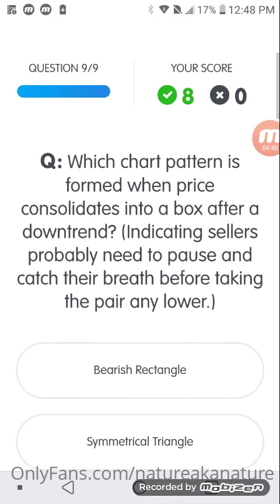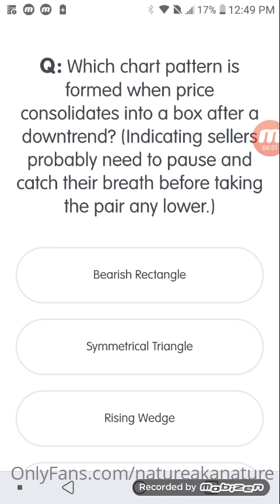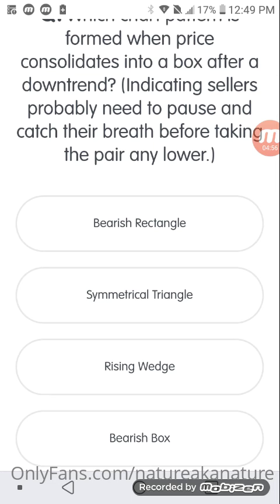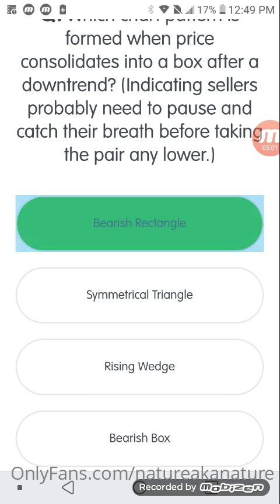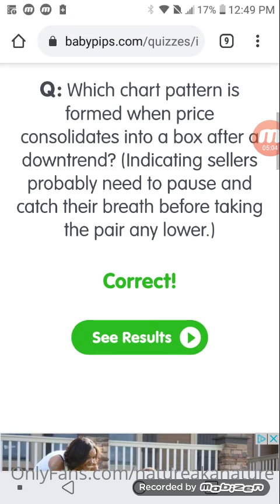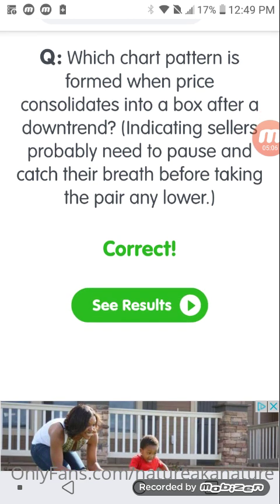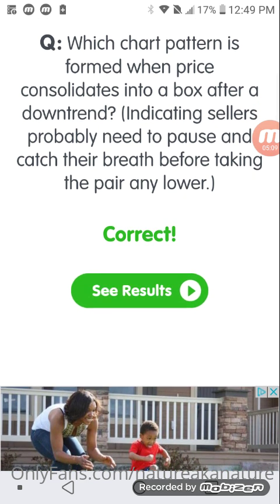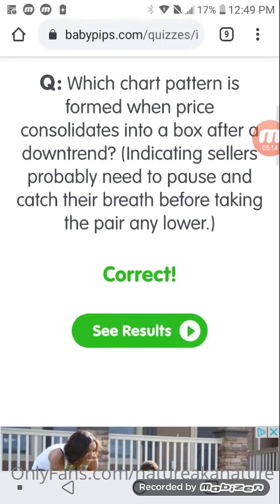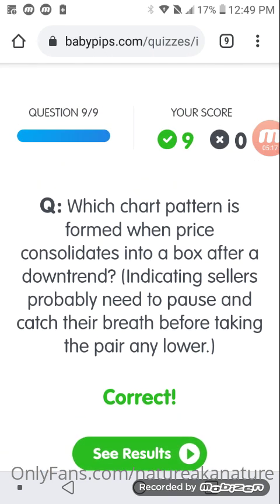Which chart pattern is formed when price consolidates in a box after a downtrend, indicating sellers probably need to pause and catch their breath before taking the pair any lower? Okay, it's formed in a downtrend. It's in a box, so it's not a triangle. It's not the wedges, and it's not called a bearish box. It's called a bearish rectangle. So if you said bearish rectangle, you're correct. You said that, you're correct. So that's 9 out of 9.